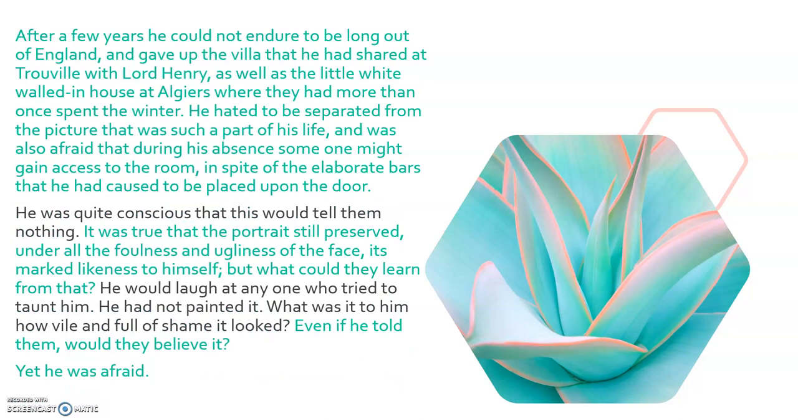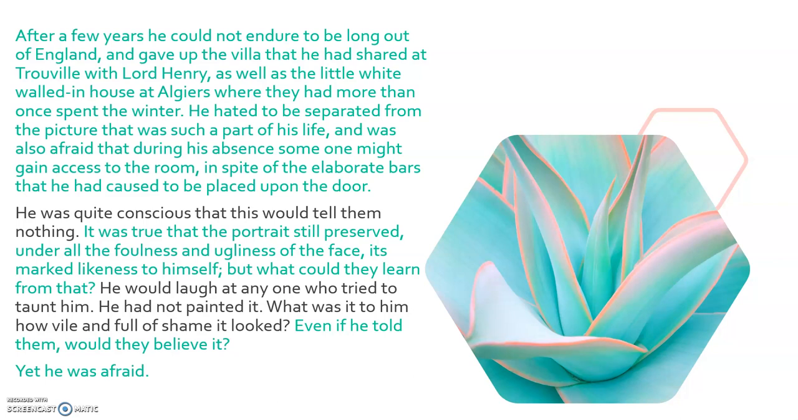And so after a few years, it says he could not endure to be long out of England, and gave up the villa that he'd shared at Trouville with Lord Henry, as well as the little white walled-in house at Algiers, where they had more than once spent the winter. He hated to be separated from the picture. That was such a part of his life, and he was also afraid that during his absences someone might gain access to the room. So at the back of his mind is always this connection that he has to the picture. Remember, that formed from the very beginning, where Basil wanted to destroy it and he said no, it would be murder. So it's almost as if the picture is actually a part of him.